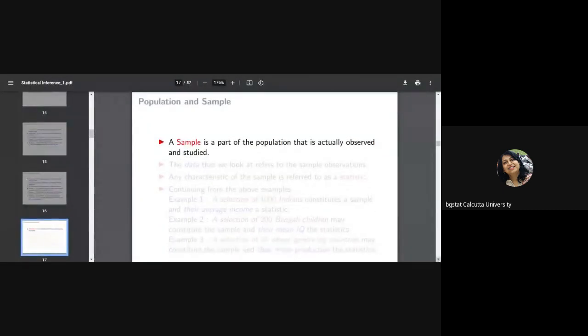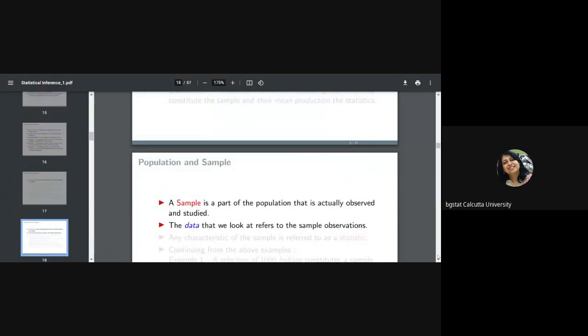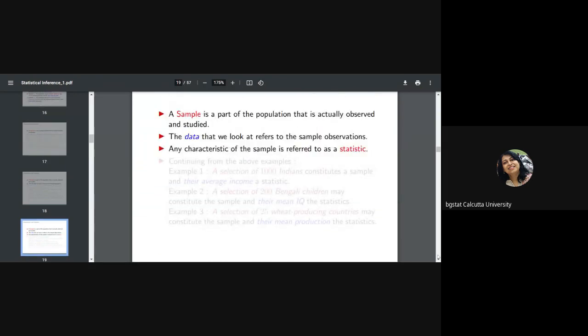We defined a population. The next is the definition of a sample. So sample is that part of the population that we are actually able to observe, and hence the part of the population which we are able to study. Now we don't study the sample for the sake of studying the sample. We study the sample for the sake of making an inference, making a statement about the population.